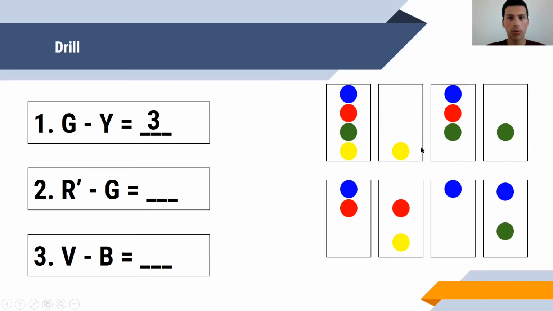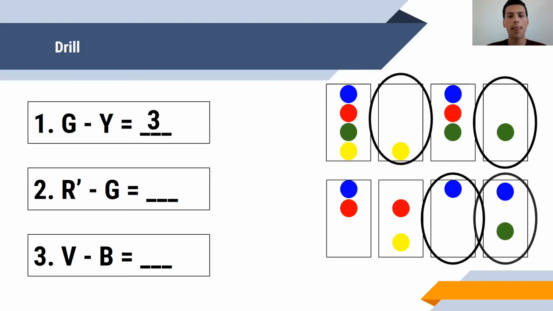For question 2, red prime minus green. Red prime is the cards without red, so that's 1, 2, 3, 4 there. And we're going to be taking away the cards that have green from these 4 circled cards. The cards that have green that we're going to remove are that card and then the card on the bottom right. So we're left with 2 cards. The answer here is 2.